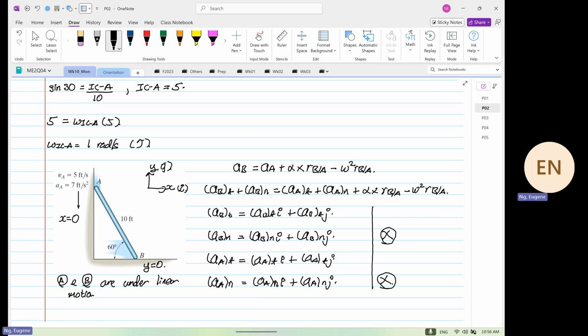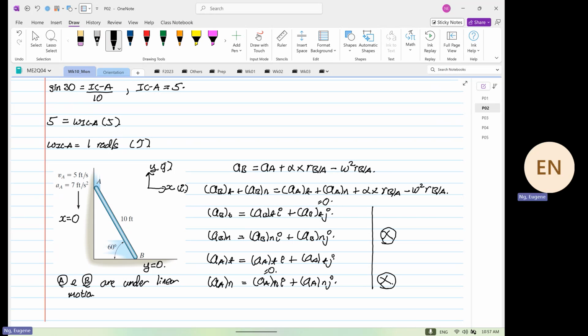So likewise, because it's linear motion, if you look at the tangential, we are under linear motion. So we know that at point B, this is equal to what? At point B, this is equal to 0. At point A, this is equal to what? So it simplifies our analysis significantly.